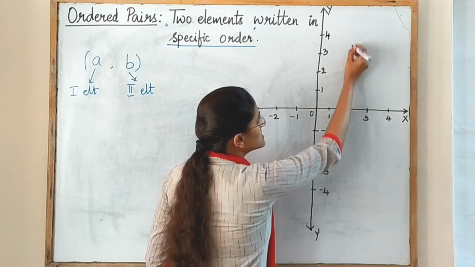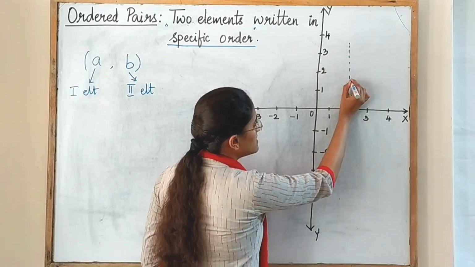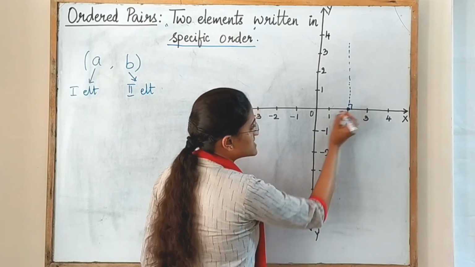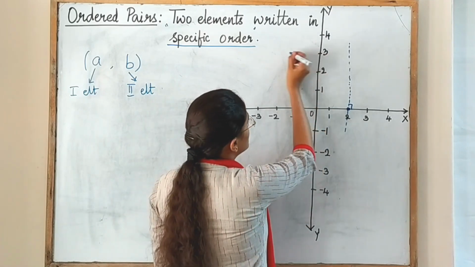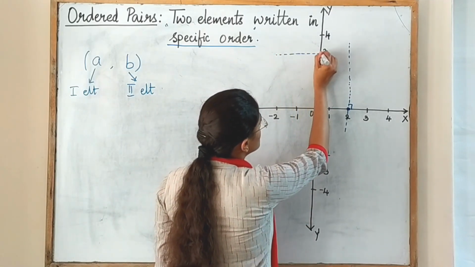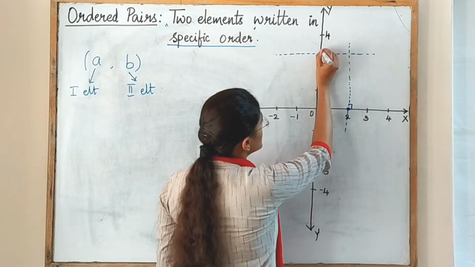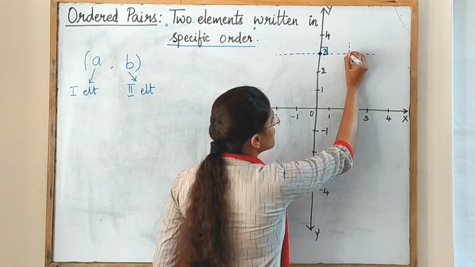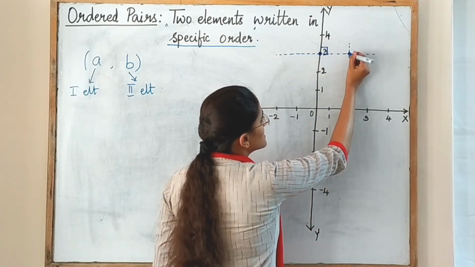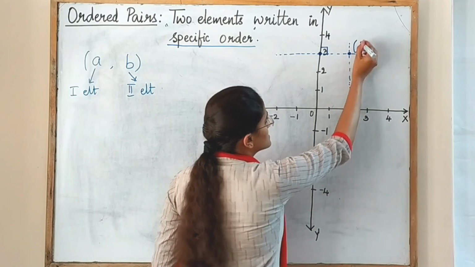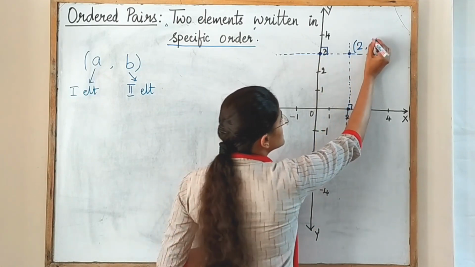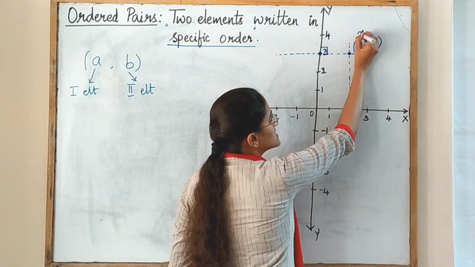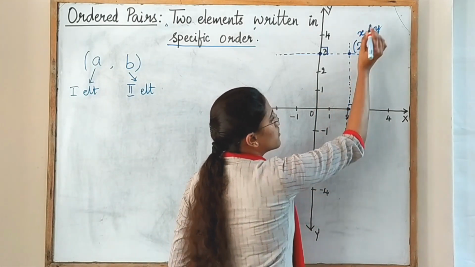To mark this point, you just have to draw a perpendicular line to the x-axis intersecting at the point 2 and draw a perpendicular line to the y-axis intersecting at the point 3. Fine. Now, the intersection of these two perpendicular lines gives us the point with 2 on the x-axis and 3 on the y-axis, where 2 is the x coordinate and 3 is the y coordinate.